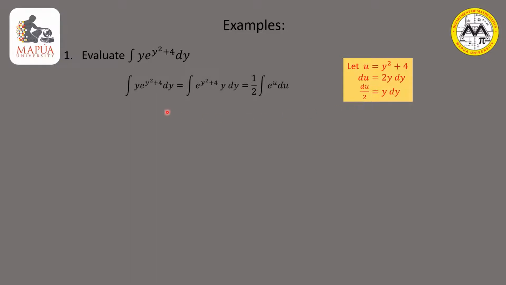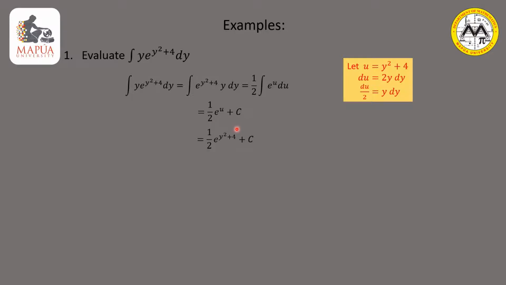So this integral of y e to the y squared plus 4 dy, when written in this form of the integral of e to the y squared plus 4 times y dy, can be shown to equal the integral of 1/2 e to the u du. Remember, we said y squared plus 4 is our u, and y dy is just du over 2. So we now evaluate 1/2 the integral of e to the u du, of which the integral is 1/2 e to the u plus c.